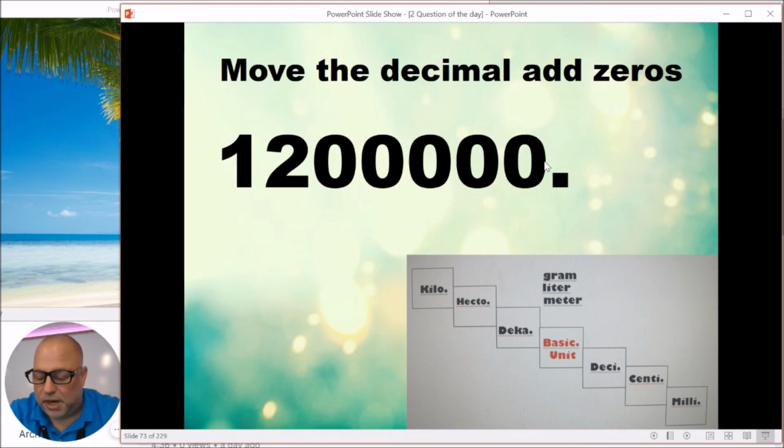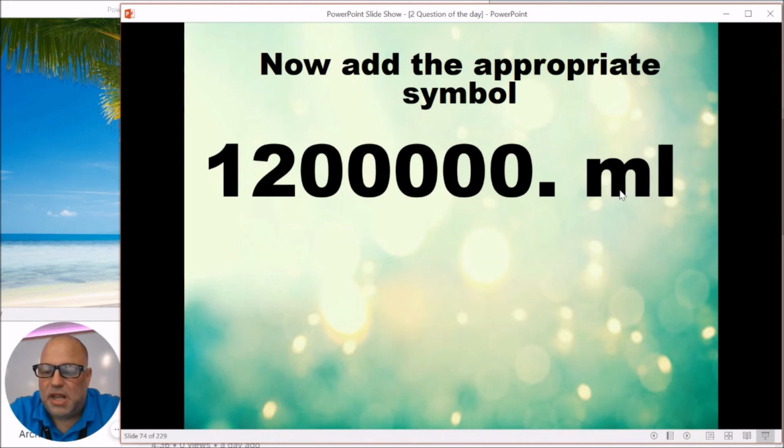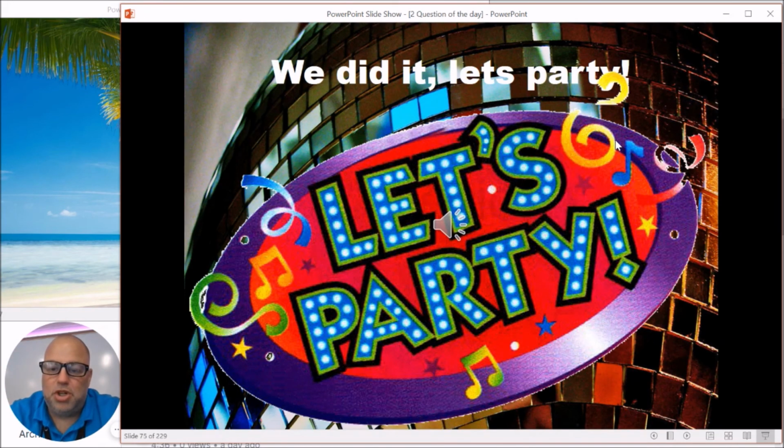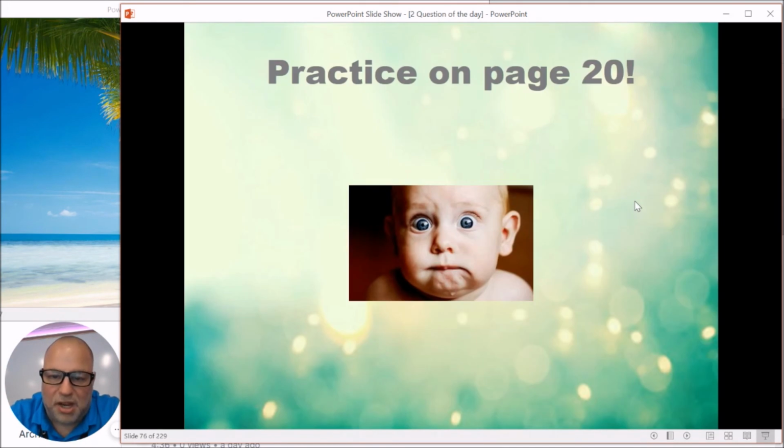You're almost home free. The last thing that we need to do is put in the units. And for this one, it's milliliters because it's what they were asking for. They wanted to know how many milliliters it was for us. Shoo, you've got it. That's amazing.